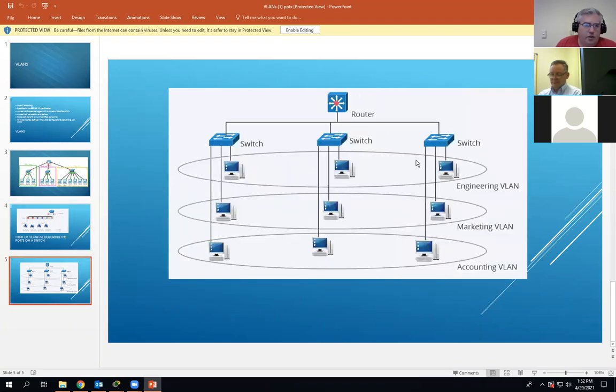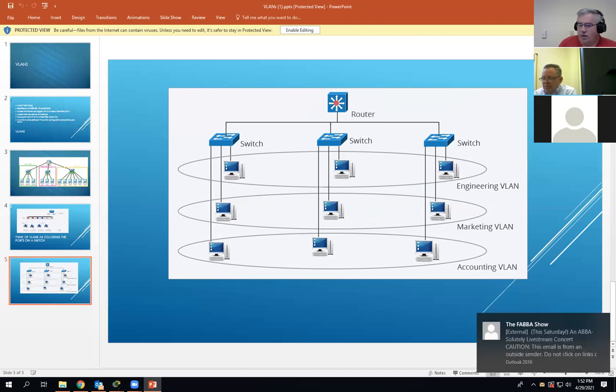So this gives you an idea of how you could set up your switches. Say you have different VLANs: engineering VLAN, marketing VLAN, accounting VLAN. You have it set up on 3 separate switches, and this is all in one building, so you have engineers, marketing, and accounting in one building. You have the same setup in another building, and it all gets routed together with a router.